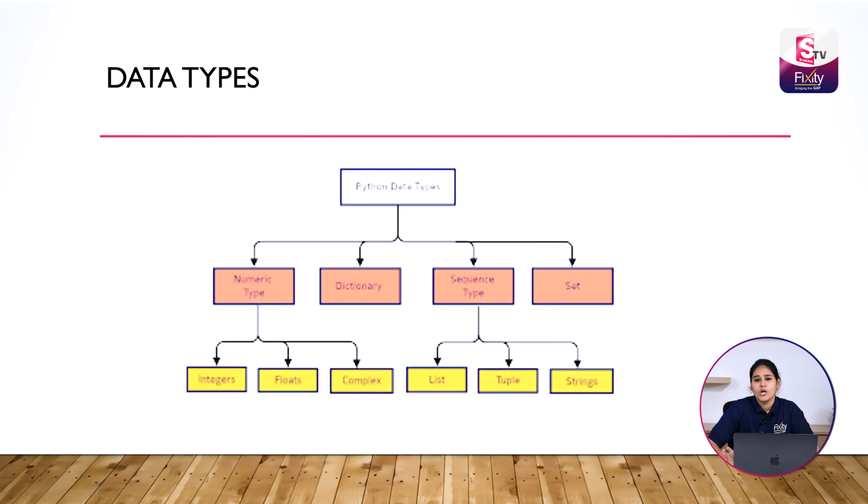Next is tuple. Tuple is the same as list, but the only difference is it is immutable, which means we cannot update a tuple. If we want to delete or add, we have to create one more tuple, but we cannot manipulate the existing tuple. Set is a collection of unordered, unique elements, which will not contain any duplicates.